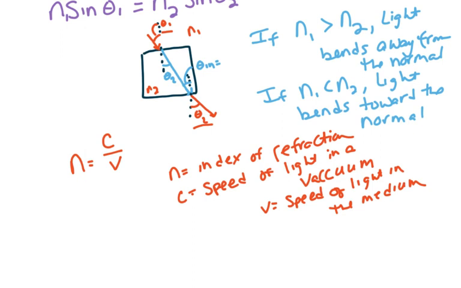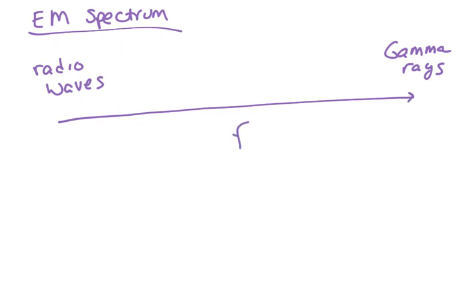Okay, moving along, we talk next about the EM spectrum. And the biggest thing here is to know that as you go from radio waves all the way over here to gamma waves, as you go from here to here, the frequency increases and the wavelength decreases.